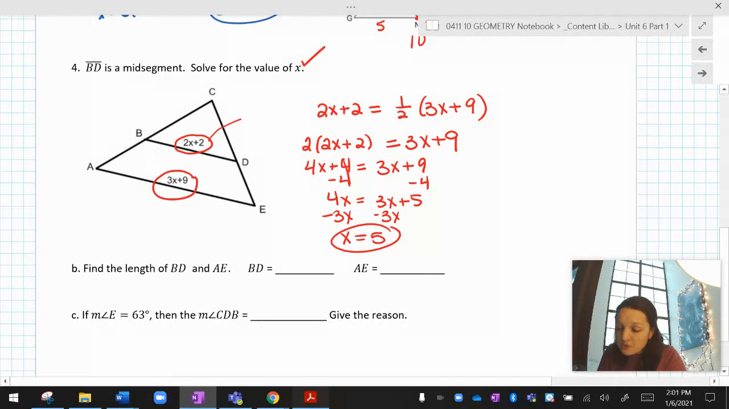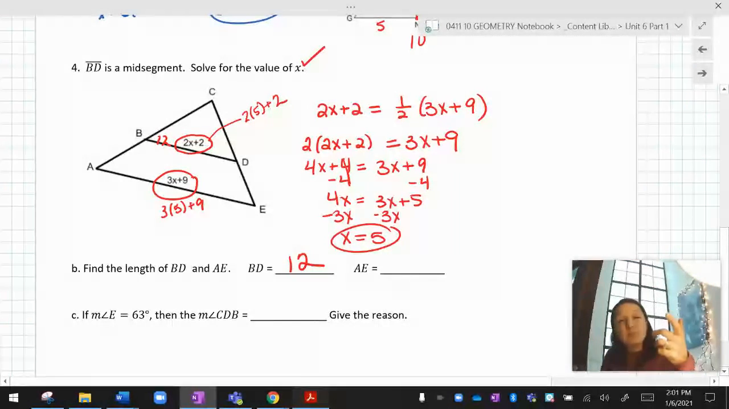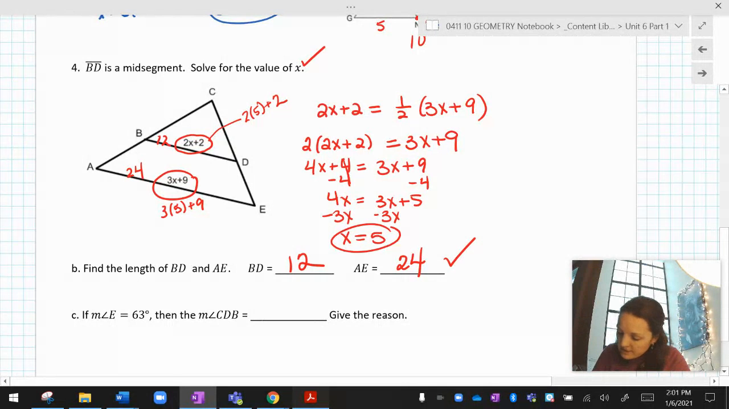Well, BD is 2x plus 2. So 2 times 5 plus 2, that's 12. And then 3 times 5 plus 9 would be 15 plus 9. That's 24. I like that because it shows that the middle is half the bottom. Done. And then they say, all right, E is 63 degrees.